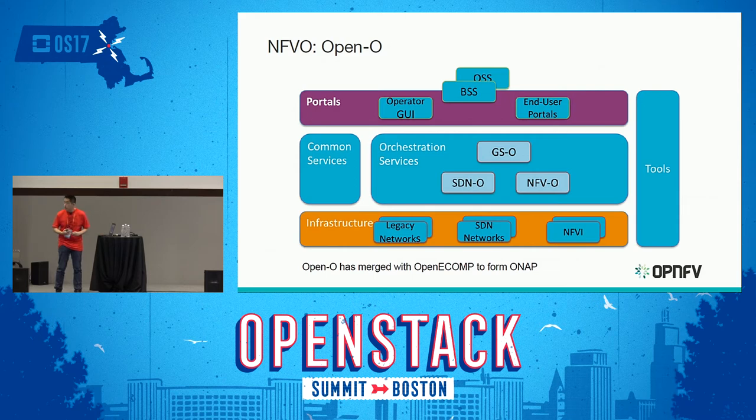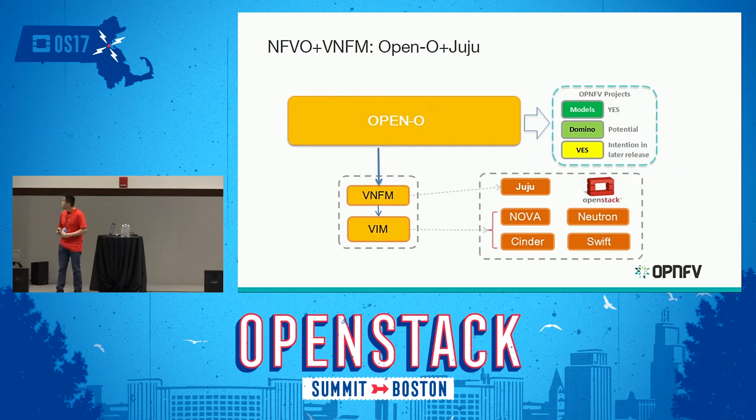And for the orchestration, we selected Open-O. Open-O was an open source project within the Linux Foundation last year. And this year it merged with OpenECOMP from AT&T to form the ONAP community. So Open-O will serve as the NFVO, which you can think of as an orchestrator type of thing. And the last piece in the puzzle is the VNFM. For Open-O, Juju is the default VNFM at the moment. If you are not familiar with Juju, please go to the Ubuntu booth and make a confession.